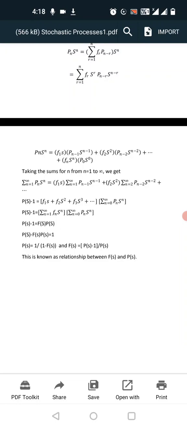Finally, we find P(s) equals 1 divided by 1 minus F(s), and F(s) is equal to P(s) minus 1 divided by P(s). This is known as the relationship between F(s) and P(s). Thank you, students.